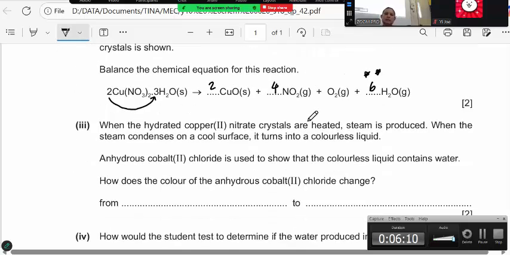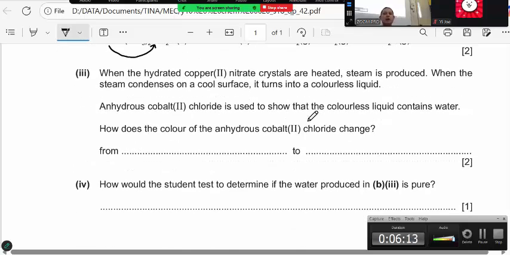When hydrated copper(II) nitrate crystals are heated, steam is produced. When the steam condenses on a cool surface, it turns into a colorless liquid. Remember, hydrated is always with water inside. Anhydrous copper(II) chloride is used to show that the colorless liquid contains water. This one you must memorize. I taught this before in equilibrium. It changes from blue to pink.